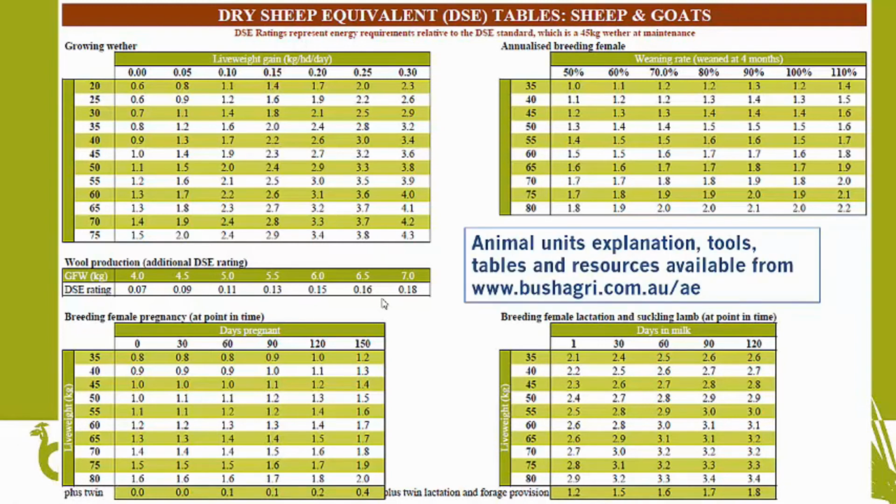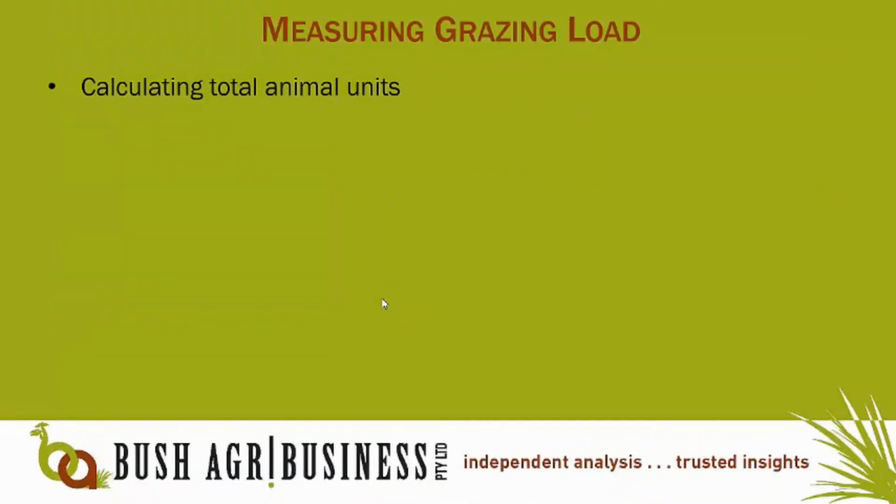These tables, more explanation, tools, tables and resources are available at our website there, bushagri.com.au/AE. So when you've got that information, we know how many livestock we've got in each class, we've got a DSE rating we can apply to them.